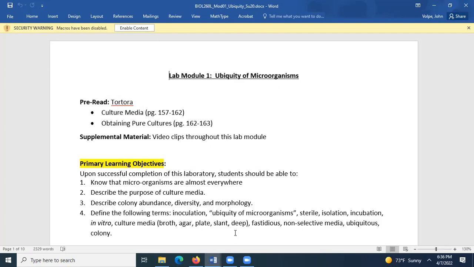And we have 2 different types. We have a liquid culture, which is a broth, and then a solid culture, which is usually solid from an agar being added to it. And then you can have these cultures in a plate, a slant, or a deep. And I think I'll show you each of those today. You should know what fastidious means, what non-selective media is, what ubiquitous means, and of course, what is a colony. Any question about any of that?